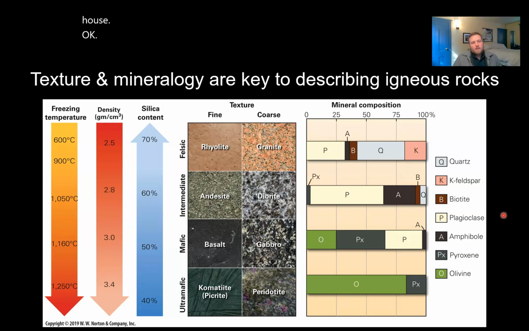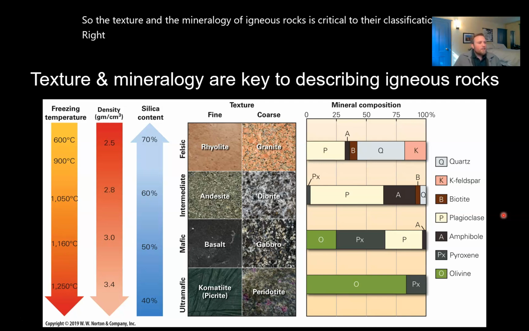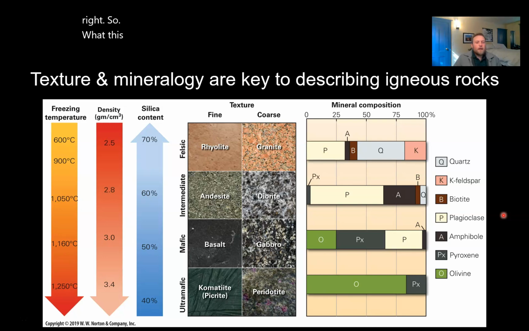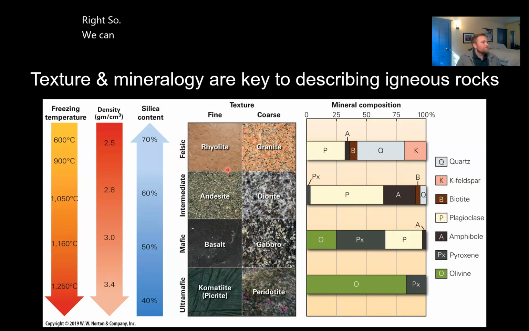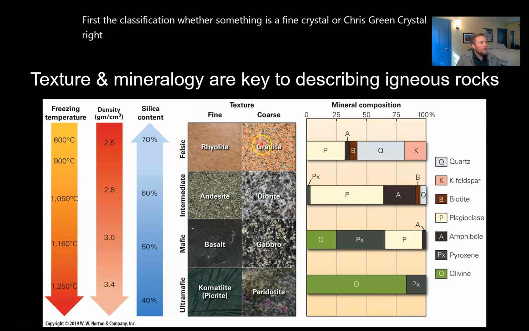So the texture and the mineralogy of igneous rocks is critical to their classification. What this diagram is showing is how systematically we understand the classification of our different crystalline igneous rocks. We can think of first whether something is a fine crystal or coarse-grained crystal, big and small. And the bigger the crystal, the slower the cooling rate, meaning that it's an intrusive igneous rock.